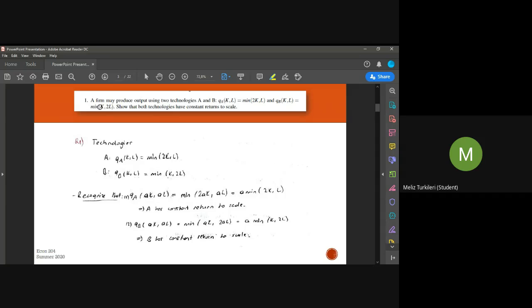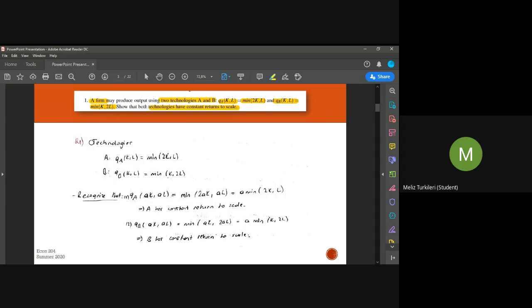You already solved this. Assume that we have a firm. We have 2 different technologies, A and B. The first one shows the output level for technology A. This is the output function, and let's assume that we represent it with the minimization. And then we also have technology B. This one shows our output level for technology B. It's again the minimization. Show that both technologies have constant return to scale.